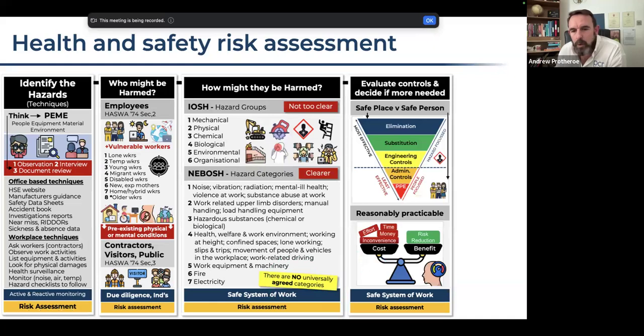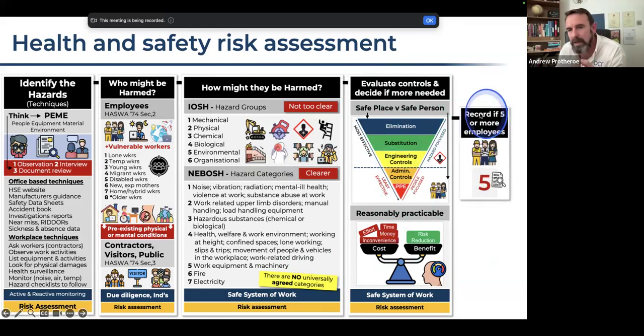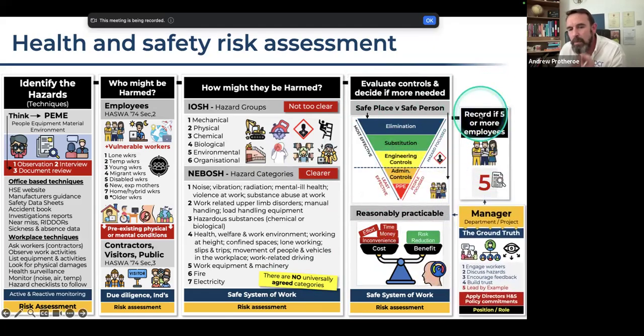We're then going to evaluate those controls. We've got to think of the three, we've obviously got your reasonably practicable, the duties, the three main duties. We've got to think about those. We'll cover that a little bit more in depth. Safe place, safe person. We're evaluating those controls. We're recording if we've got 5 or more, and we're involving the management in our risk assessment.